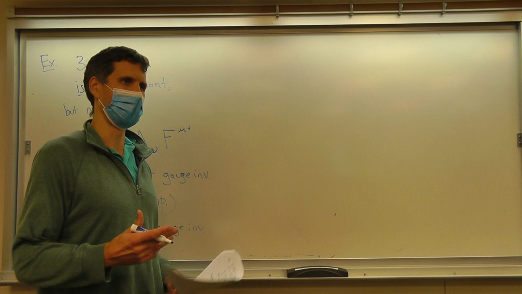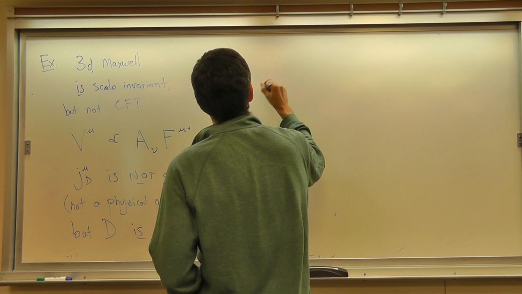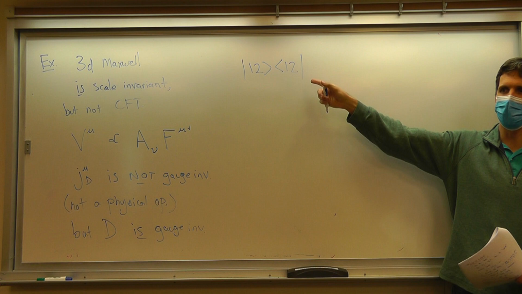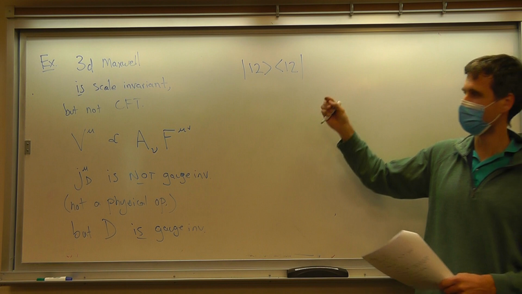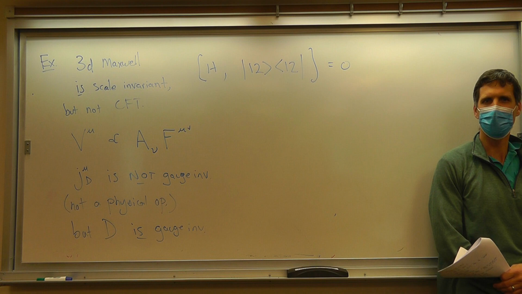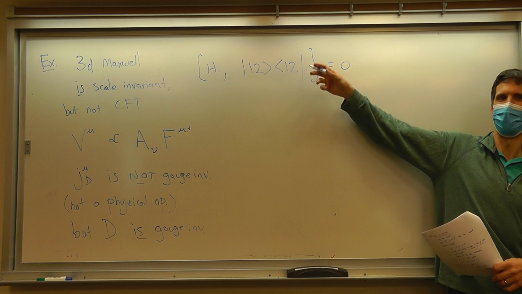Here's another stupid symmetry, okay? This operator is the projector onto the 12th eigenstate of the Hamiltonian. This commutes with the Hamiltonian. But when we talk about symmetries in quantum field theory, we are not talking about stuff like this. This is a symmetry of every theory. But that's not what we mean by symmetry.